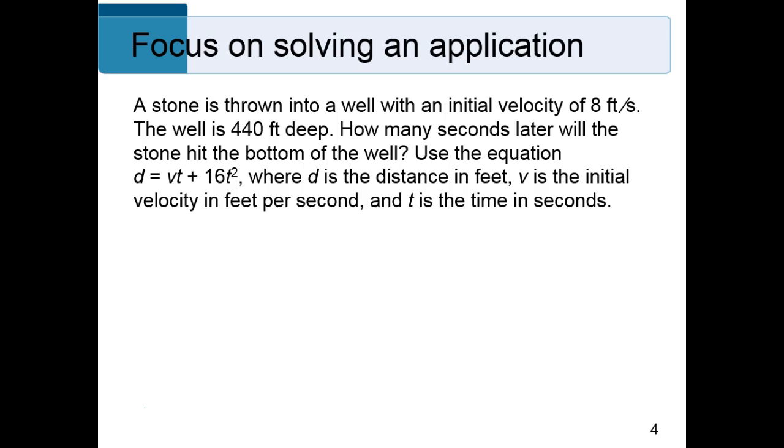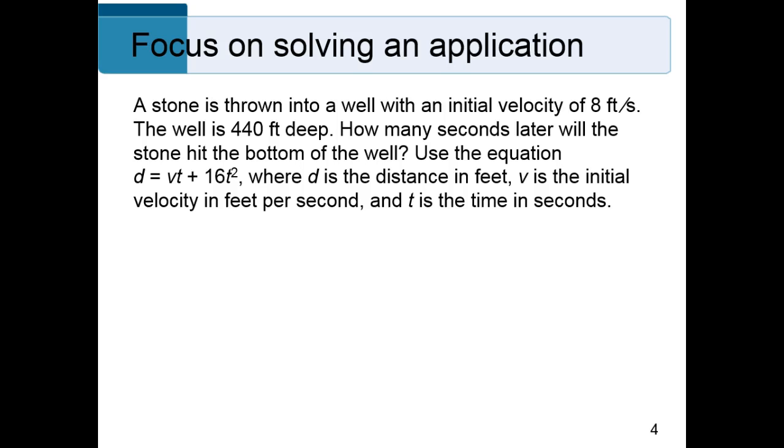A stone is thrown into a well with an initial velocity of 8 feet per second. So you're throwing the stone into a well. The well is 440 feet deep. How many seconds later will the stone hit the bottom of the well? So we're looking for time here. Always look for what you're asking for. That's a good thing to be your variable. How many seconds? That will be probably t. But you can use any variable you want to. I like t for time.